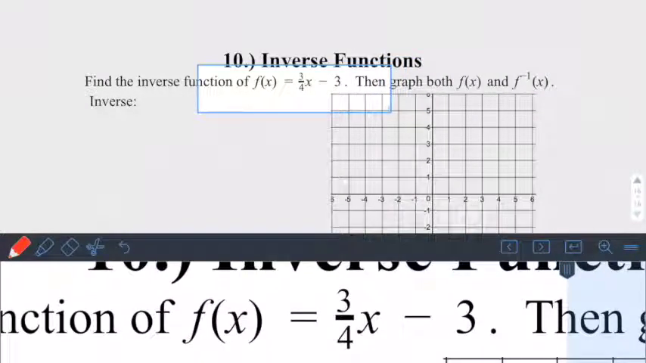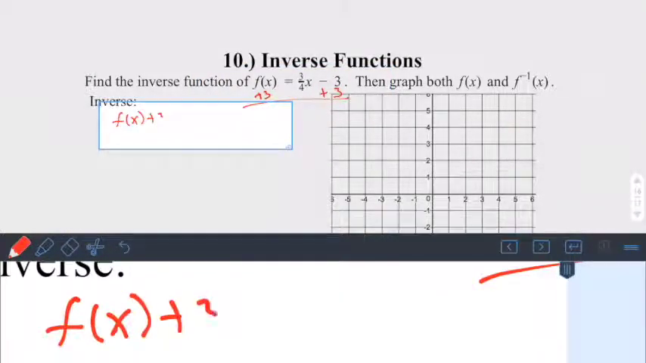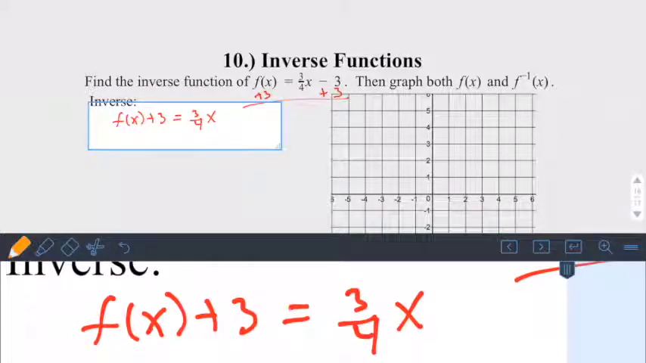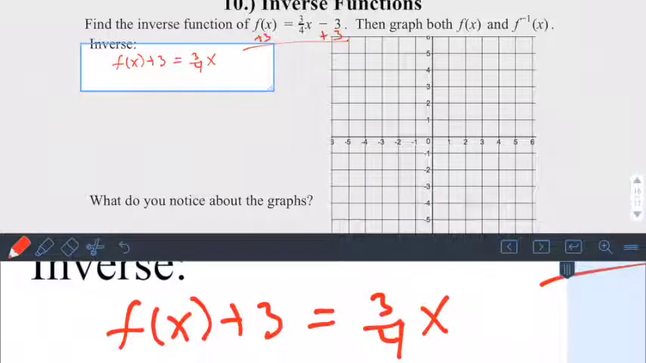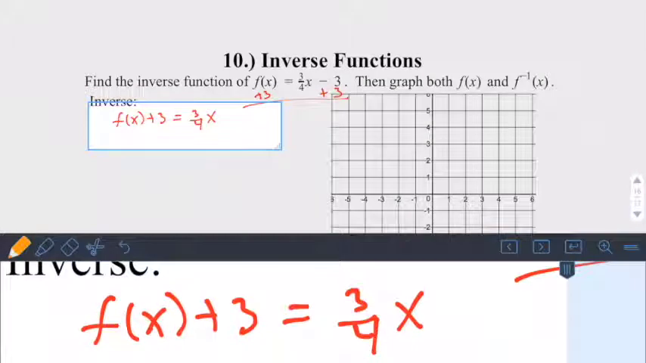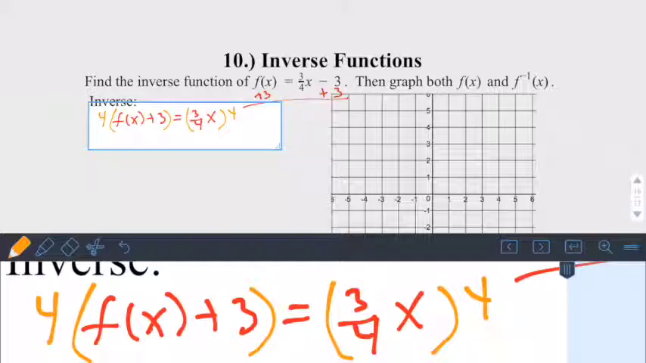What we're going to do is add 3 to both sides. f of x plus 3 equals 3/4 x. We could do one of two things. We could divide both sides by 3/4, but that's kind of complicated. Or we could multiply everything by 4 to cancel out that dividing by 4, which I think is a little easier.